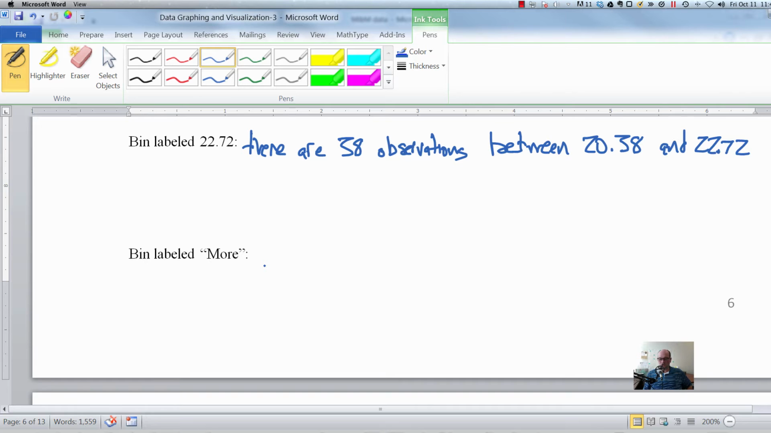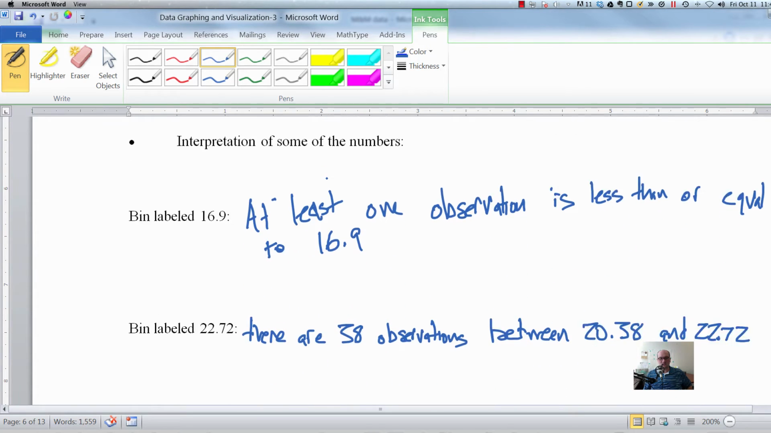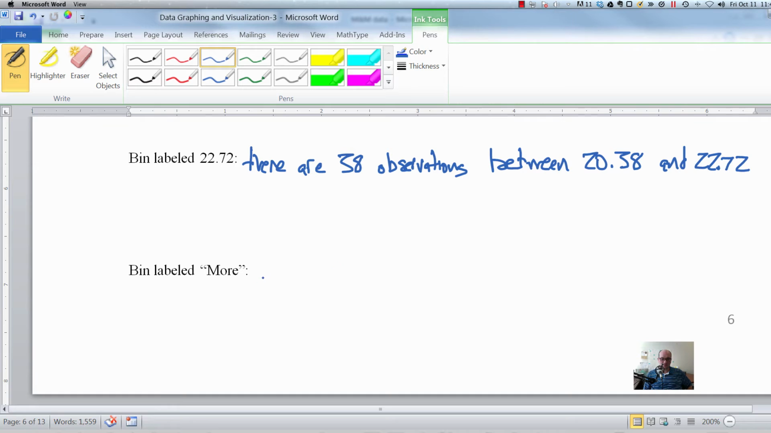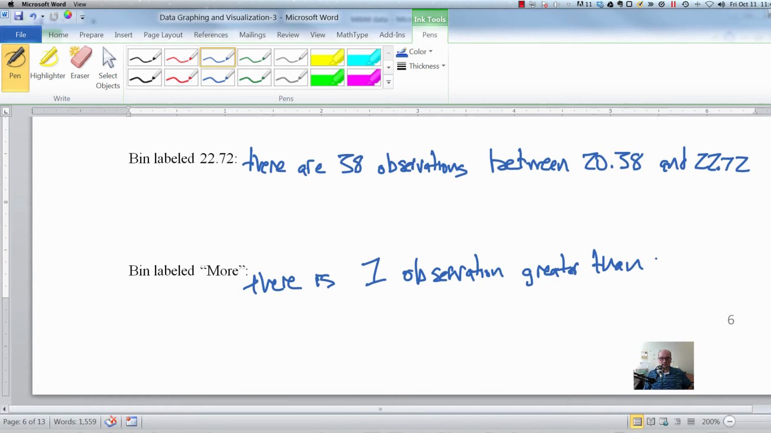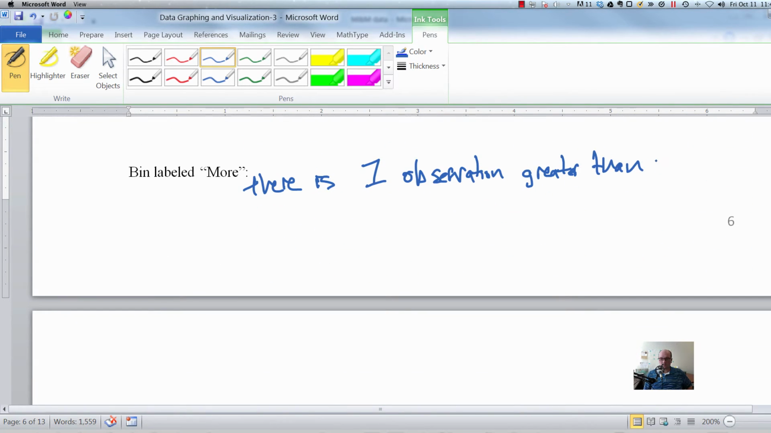What about this bin labeled more? Well, it just means there's more. More than what? There's at least one more than 44.06, right? More than whatever one's right above it. So there is one observation greater than 44.06. All right, interesting. So that's what's going on.